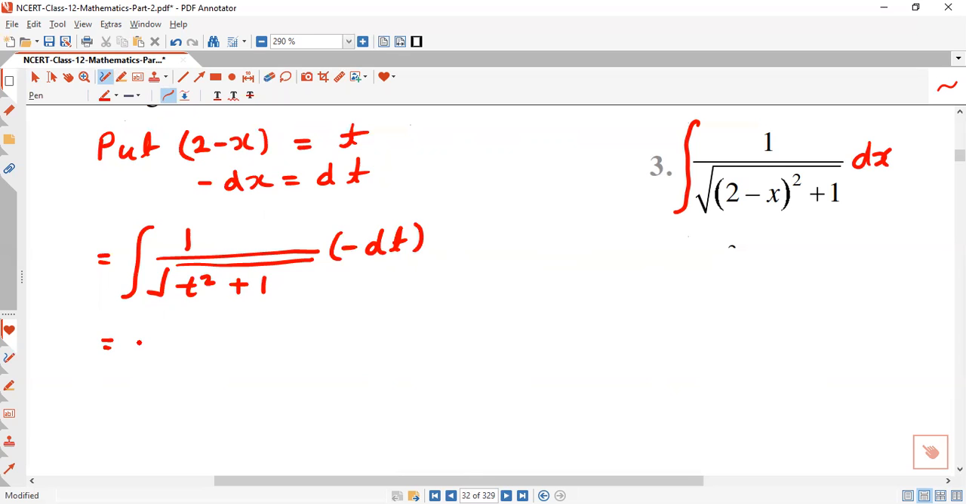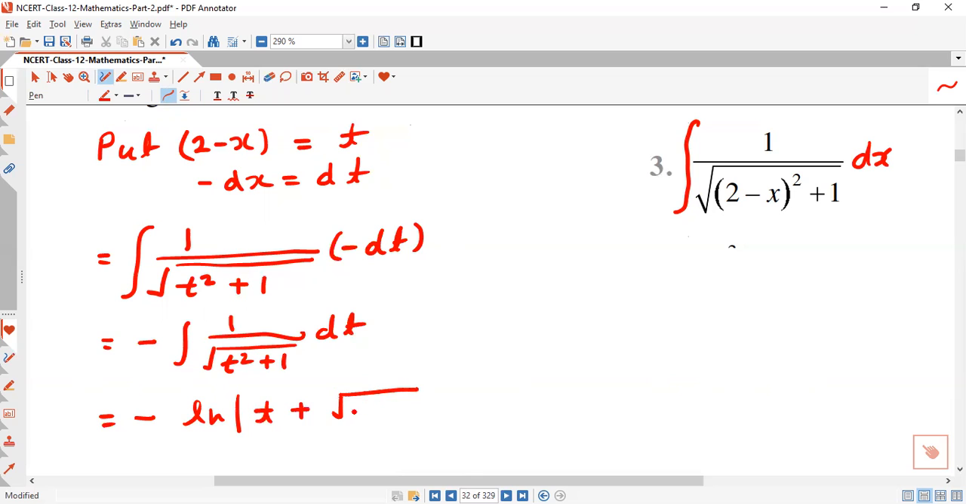Simplify this one, you are getting minus sign taken outside, 1 upon under root t square plus 1 dt. So you see this under root of t square plus 1 dt is given to you. The standard formulas are there. We know the integration of this one. The formula is minus log mod t plus under root t square plus 1, plus some constant c. Means log of t plus the same function.